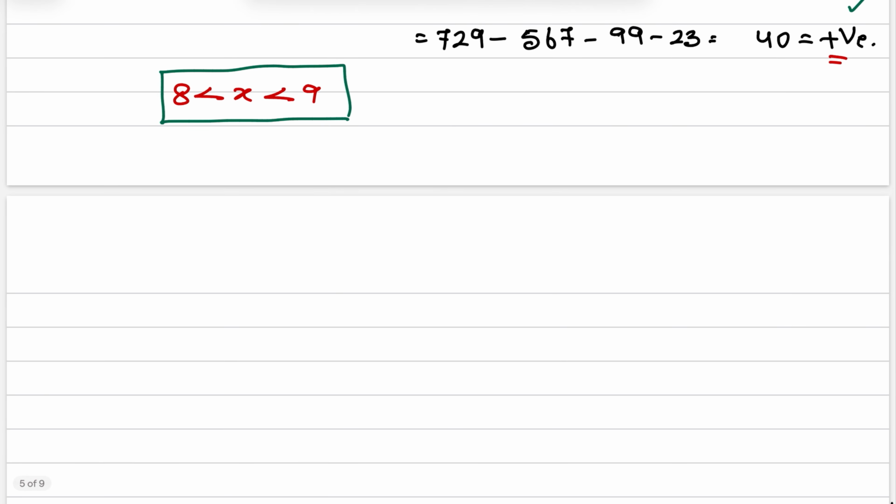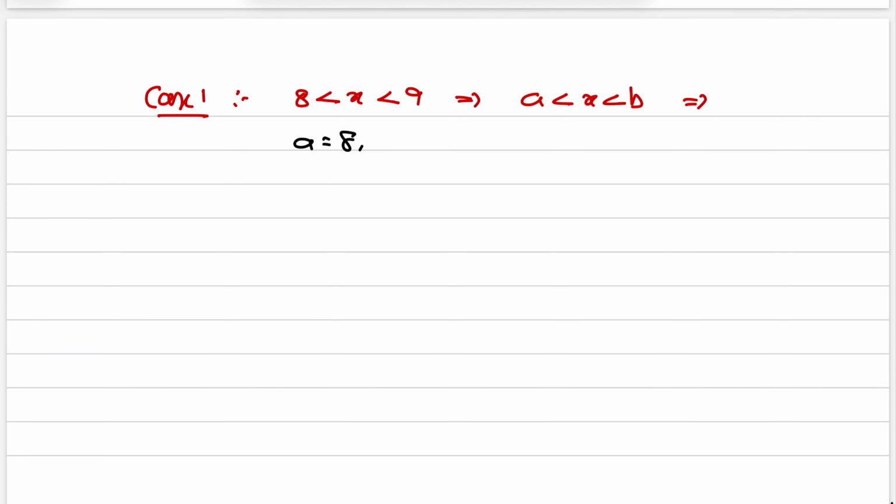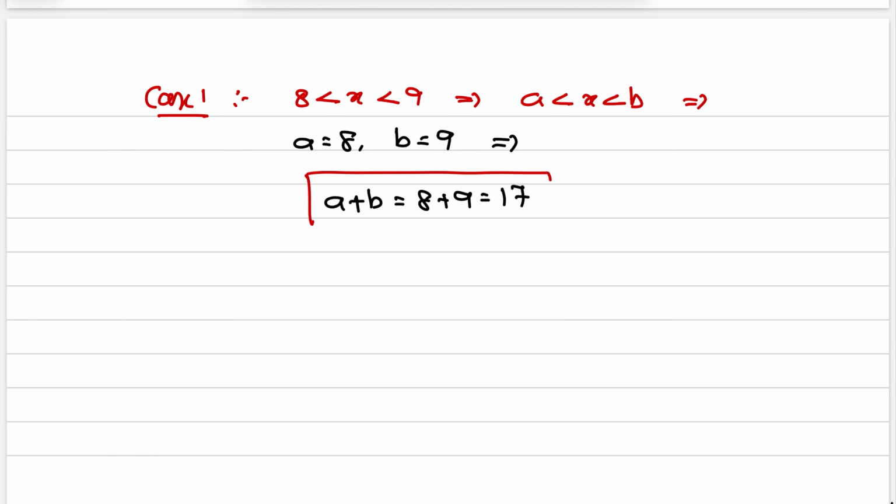Next, what is case 2? Case 1 is 8 is less than x is less than 9. What is the answer? 8 is less than x less than 9. What should be the a and b values? a is less than x less than b. That implies a is equal to 8 and b is equal to 9, so a plus b is equal to 8 plus 9, that is equal to 17. This is the value for case 1.